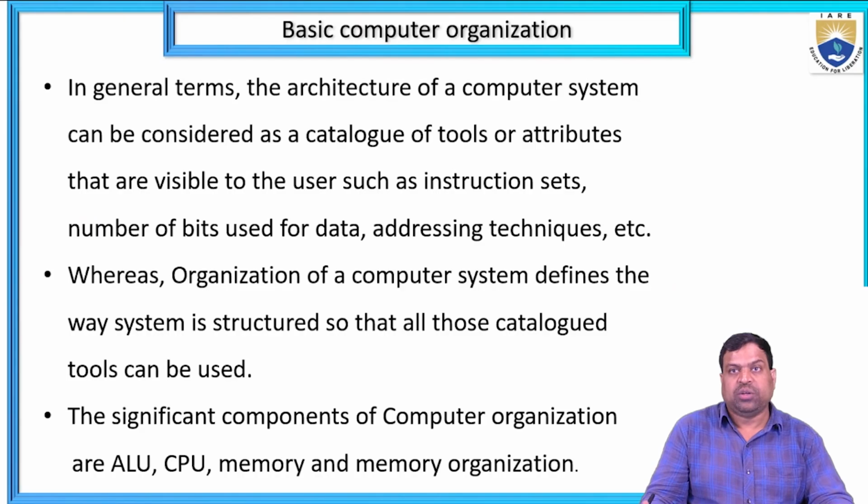In basic computer organization, the architecture of a computer system can be considered as a catalog of tools or attributes that are visible to the user, such as instruction set, number of bits used for data, addressing techniques, etc. Whereas the organization of a computer system defines the way the system is structured so that all those catalog tools can be used. The significant components of computer organization are ALU, CPU, and memory organization.